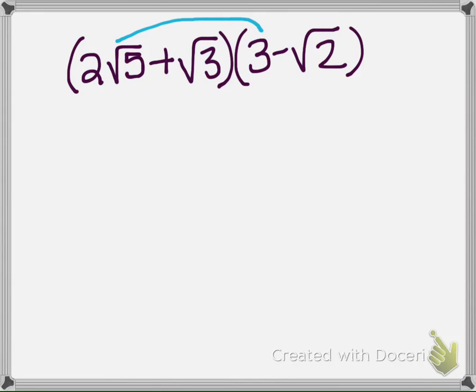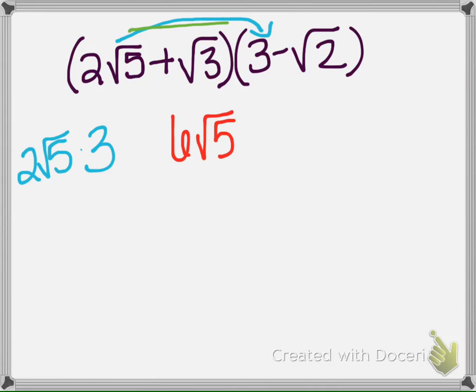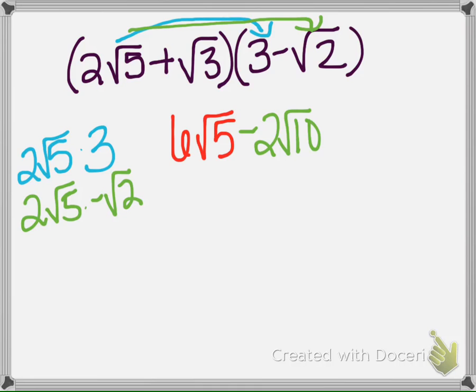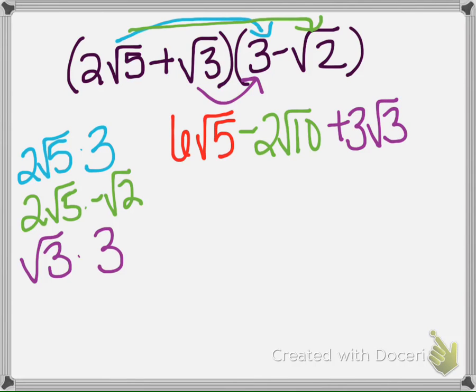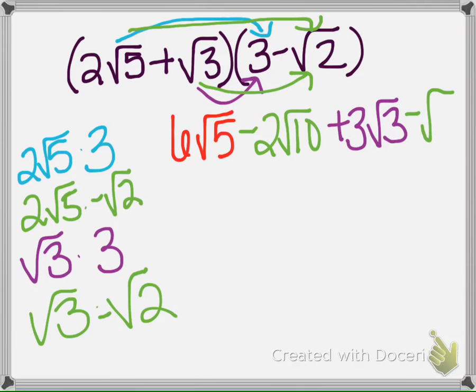All right, so we have 2 radical 5 times 3, which is 6 radical 5. Then we have 2 radical 5 times negative radical 2, which is a negative 2 radical 10. And then radical 3 times 3 is positive 3 radical 3. And then we have a radical 3 times a negative radical 2, which is negative radical 6.